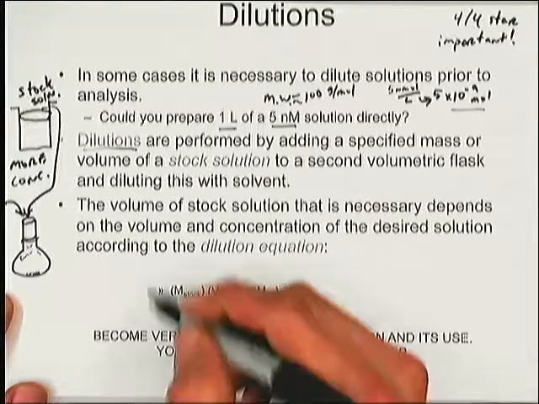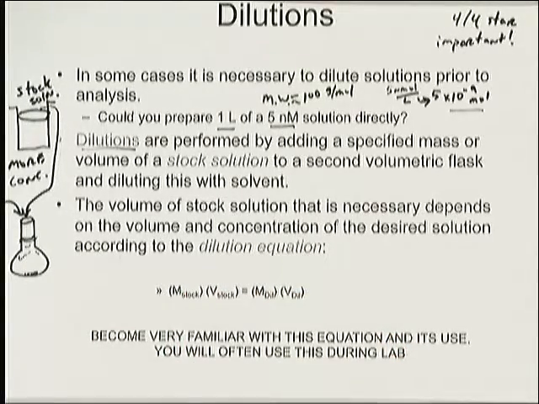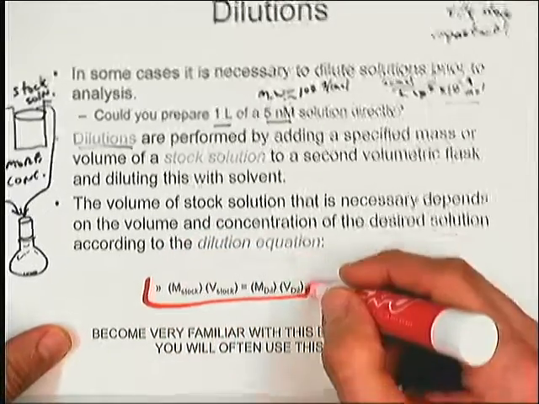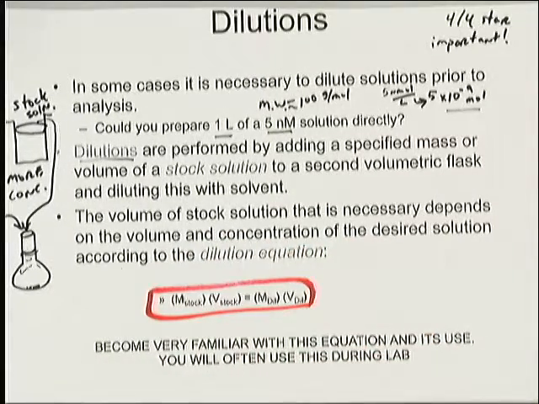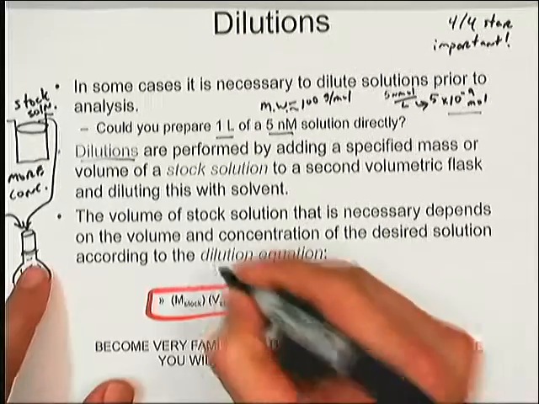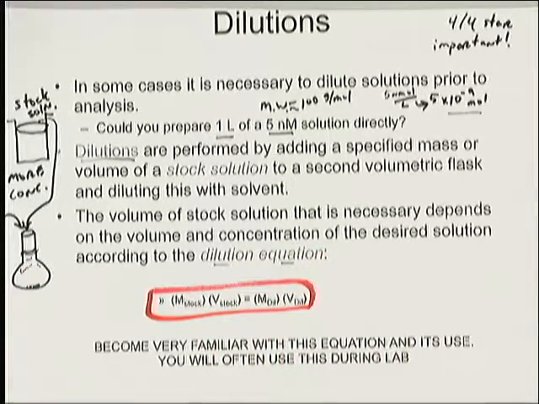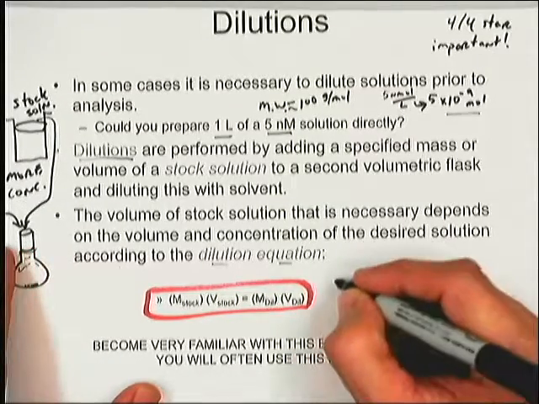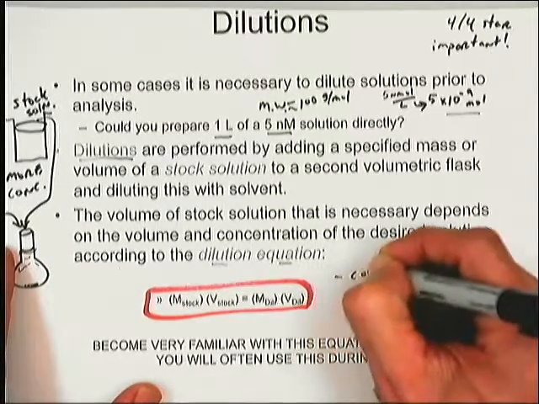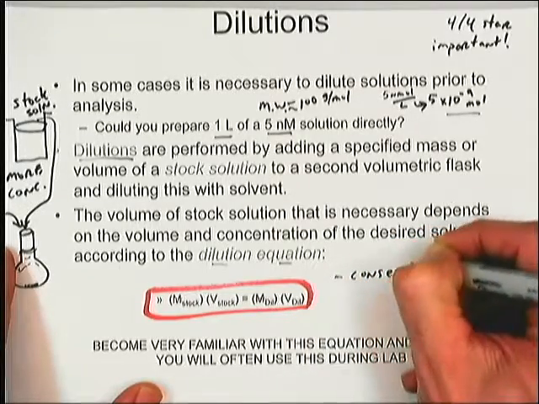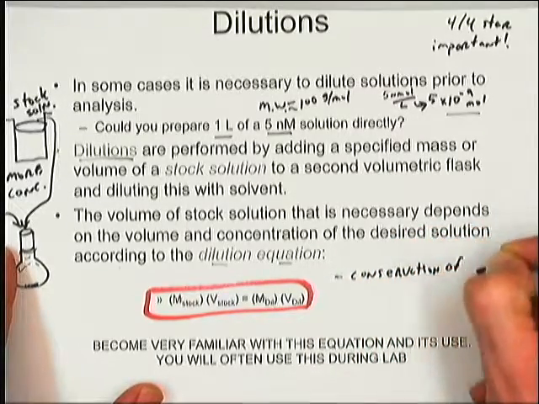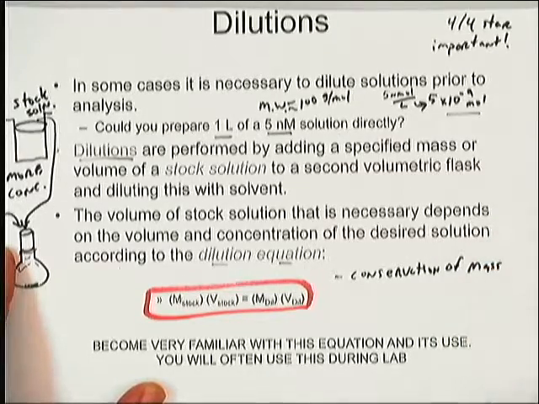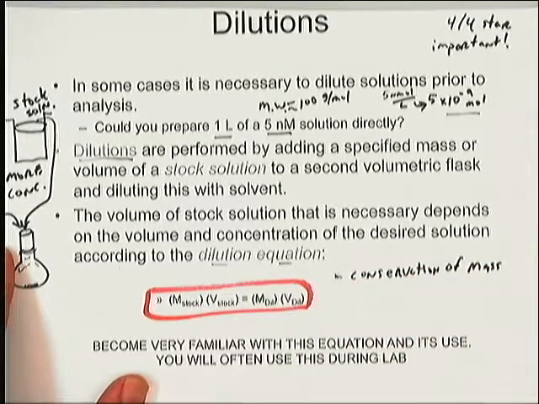Now, the equation down here on the bottom of this slide, I'm going to highlight in red. This is known as the dilution equation. It's used all the time for making dilutions. You should be familiar with this equation. You're going to use it often if you ever work in the laboratory, okay? All this is a statement of the conservation of mass, basically, okay?